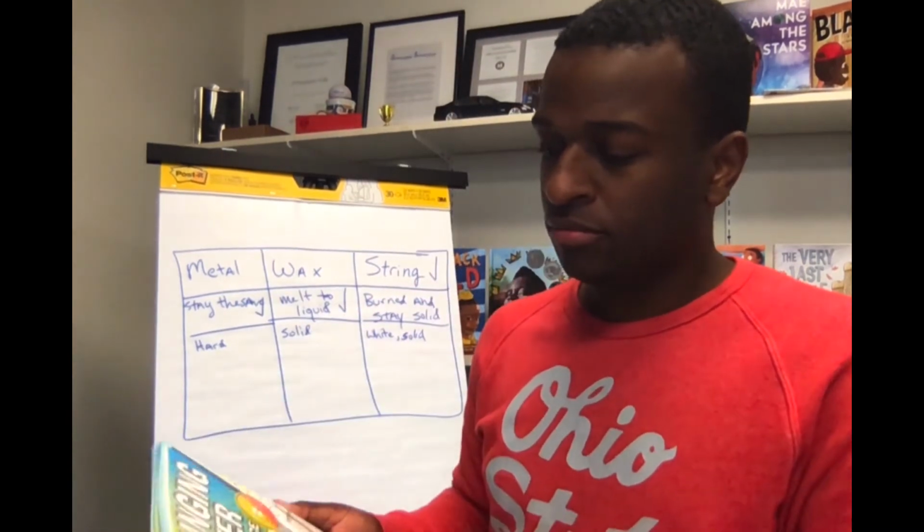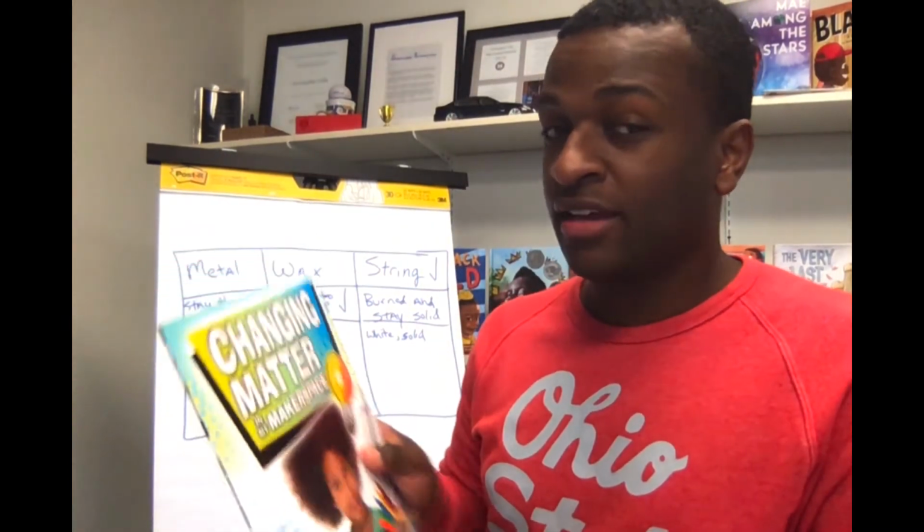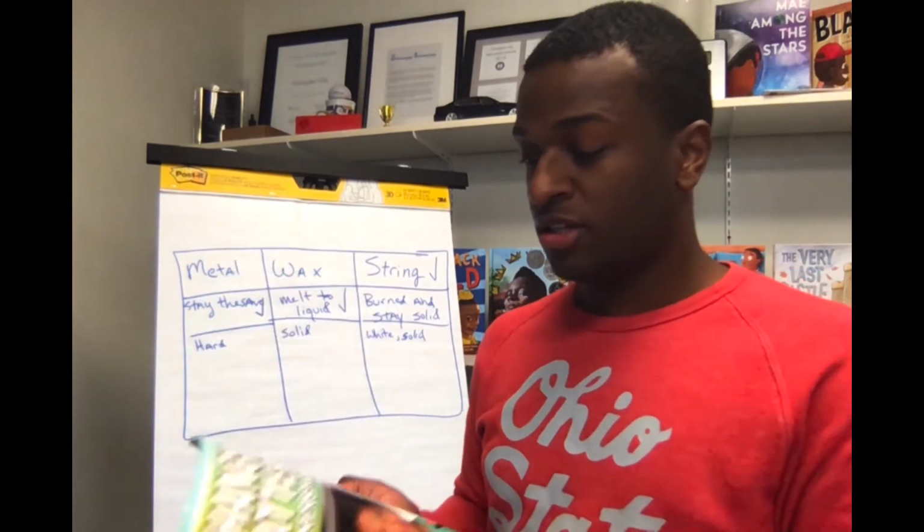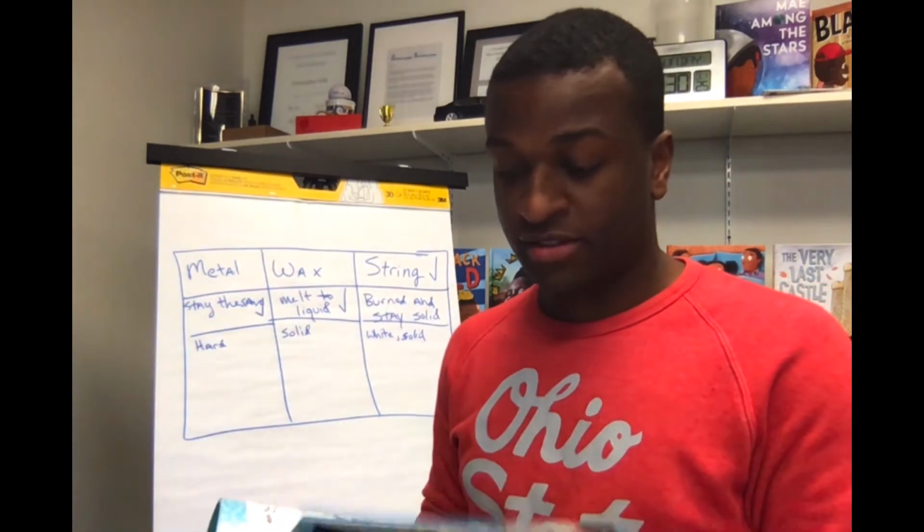I have a couple books that I want to read to us that will help us understand a little bit more about the materials that we have. Are you ready for a book? If you're ready for a book, say, oh yeah. Say, oh yeah. Ready. Perfect. The book we're going to start reading is called Changing Matter in My Makerspace.